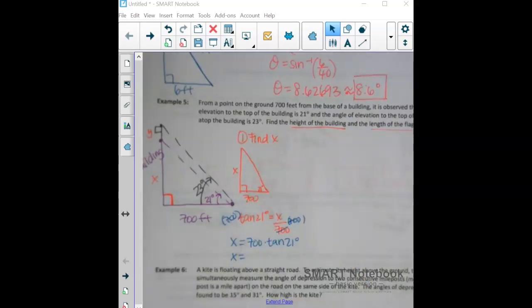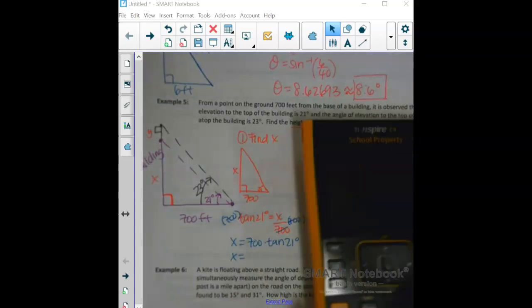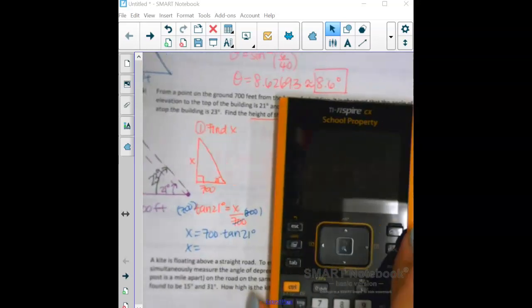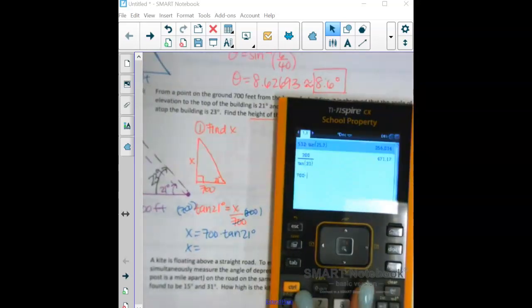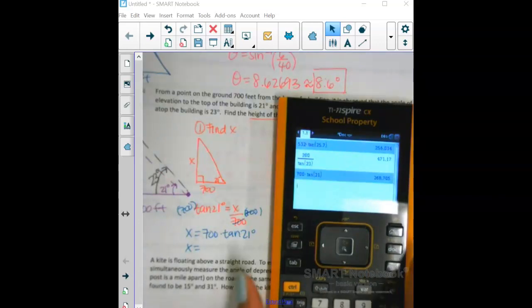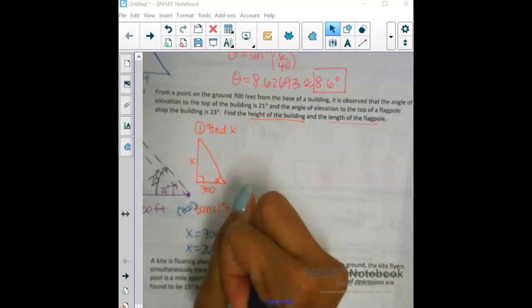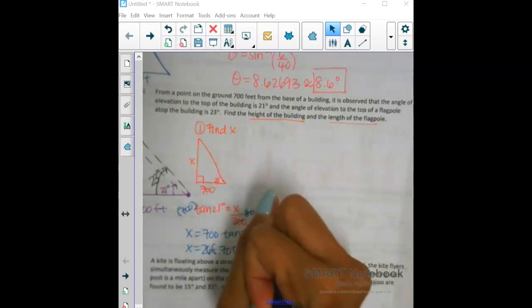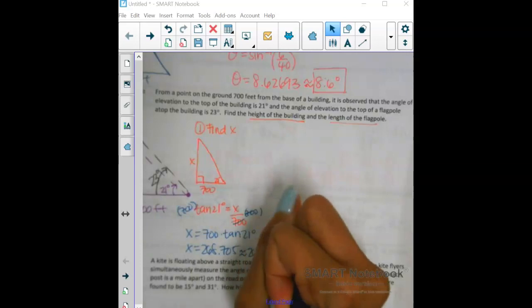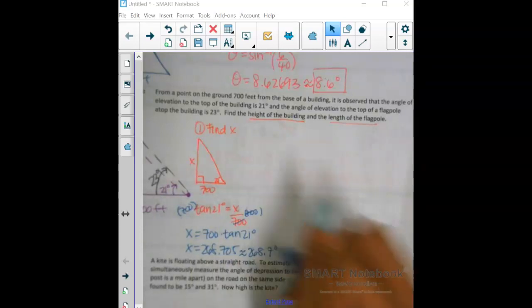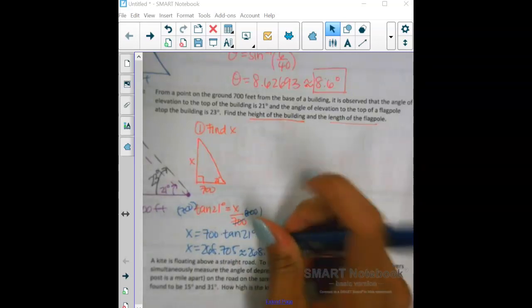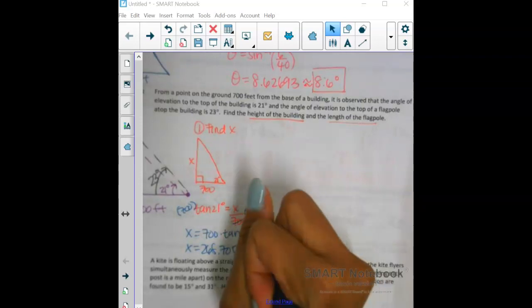All right, so let me write out my whole number and everything. So we're going to have 700 times tangent of 21 degrees. So it's going to be 268.705. I'm going to approximate that to about 268.7 degrees. Oh, not degrees, that's feet. I always want to put degrees for some reason. Feet.